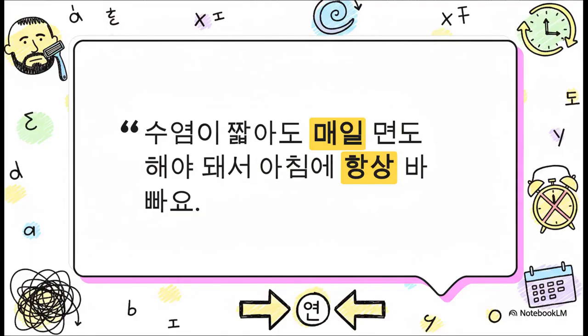Okay, let's put everything together with one final example. This one's a little longer, but it's a perfect showcase. Listen up. 수염이 짧아도 매일 면도해야 돼서 아침에 항상 바빠요. What this is saying is, even though my beard is short, I have to shave every day, so mornings are always busy. See how it sets up that contrast?